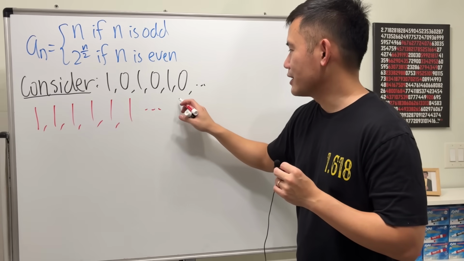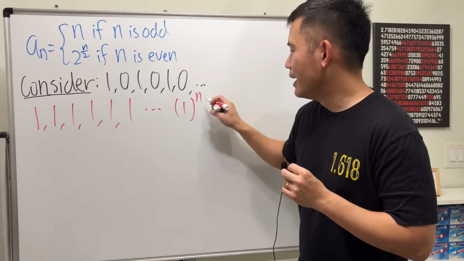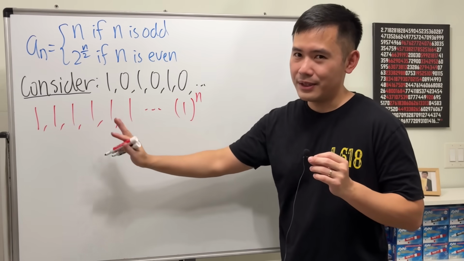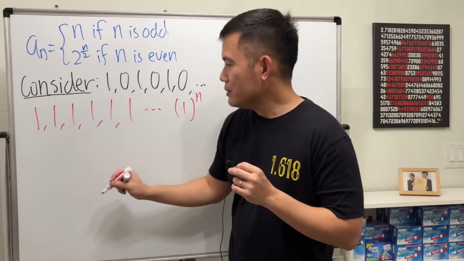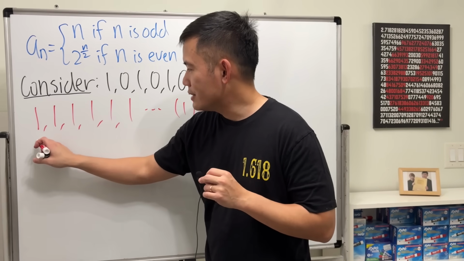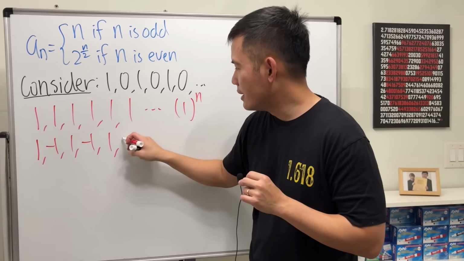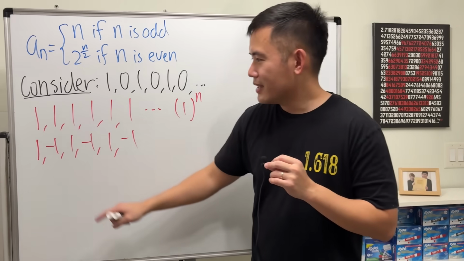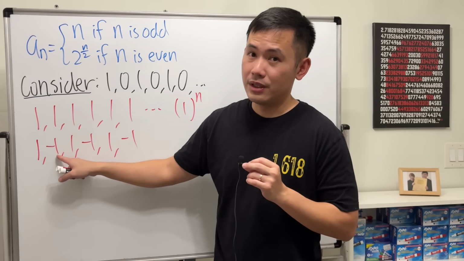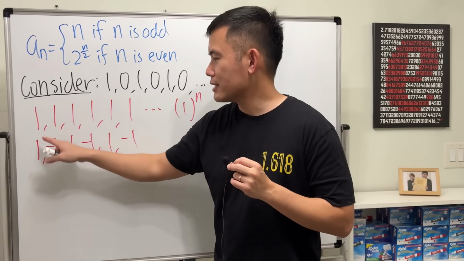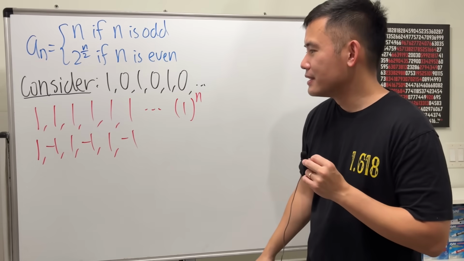And this right here is just kind of boring. It's just 1 to the nth power. It's always going to be 1, I know. But what I want to do is have another sequence, 1, negative 1, 1, negative 1, 1, negative 1. Because later on, if I add them up, they will be 0, 0, 0. I know 1 plus 1 is 2, but I will fix that later on.